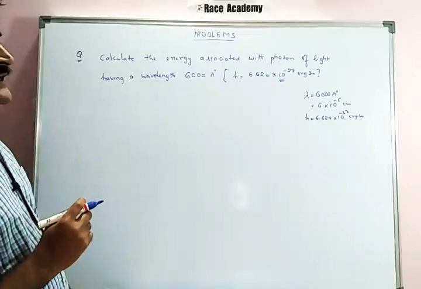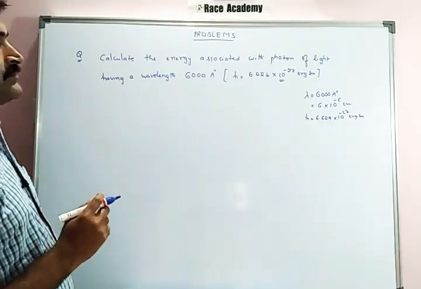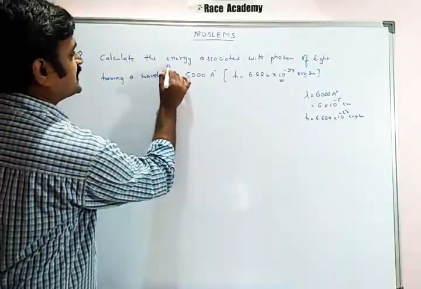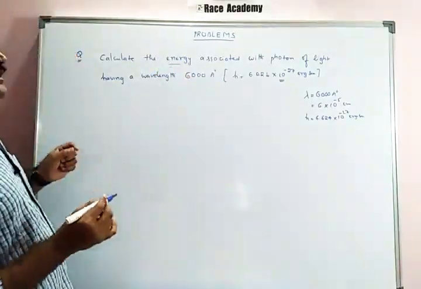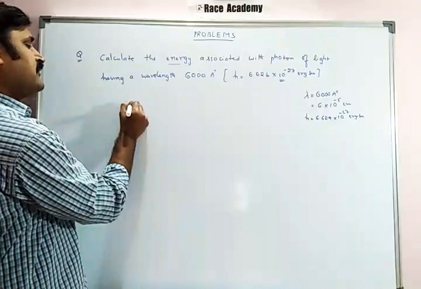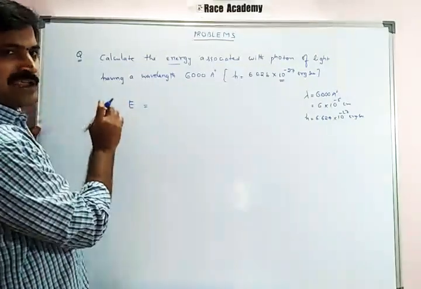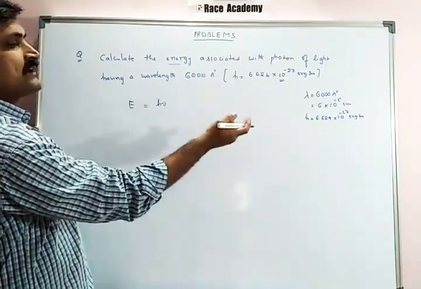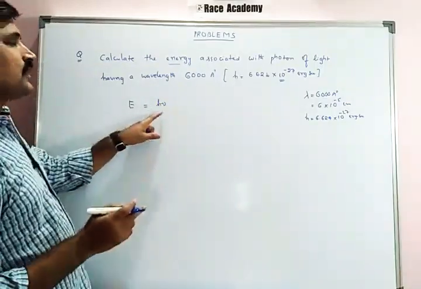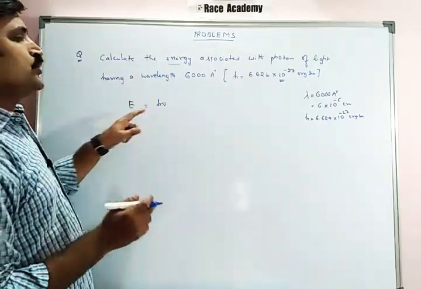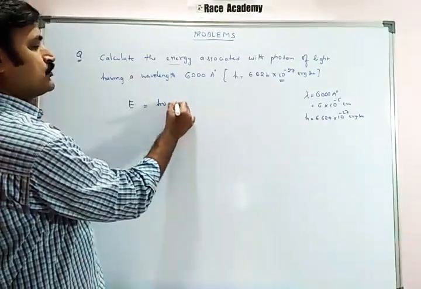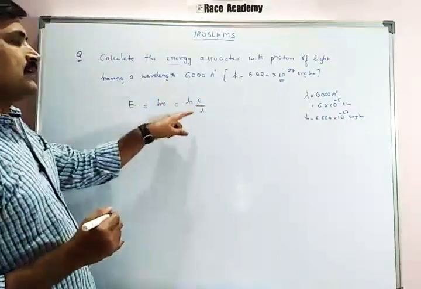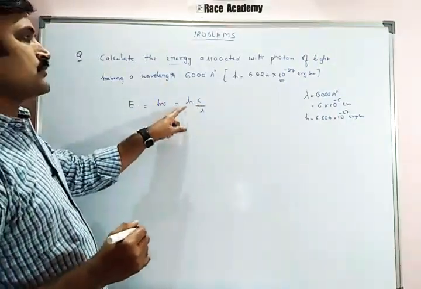Coming to the point, what we have to find is the energy associated with that one. We already have the energy formula from the quantum theory, E is equal to h nu. In this we don't have nu, but nu is equal to c by lambda. If you write it, it becomes modified as hc by lambda. So we can use this formula to find the answer.